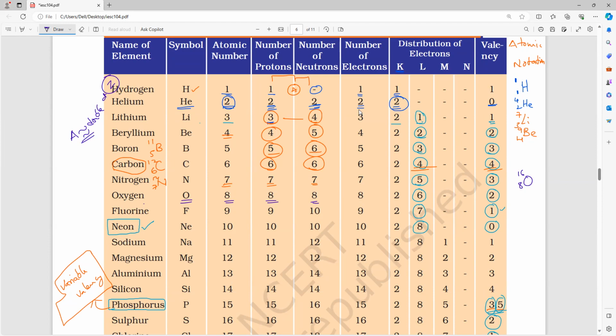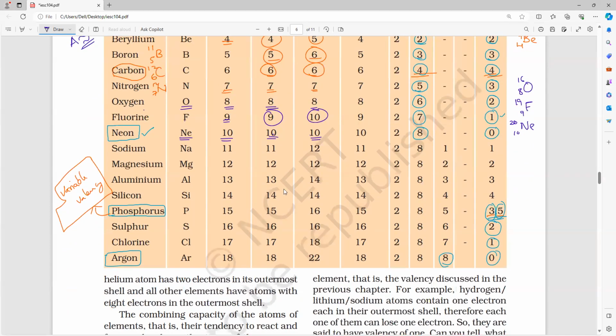Next, fluorine. Fluorine atomic number is 9. What about the atomic mass? 9 plus 10, that is 19. Neon atomic number is 10. Atomic mass, 10 plus 10, that is 20.